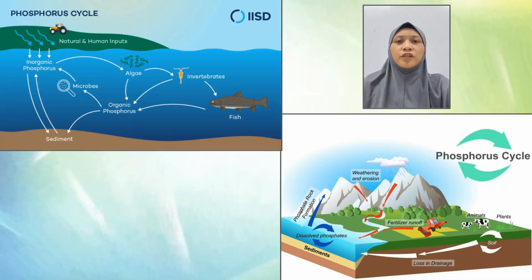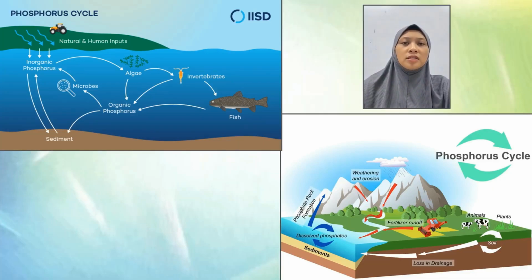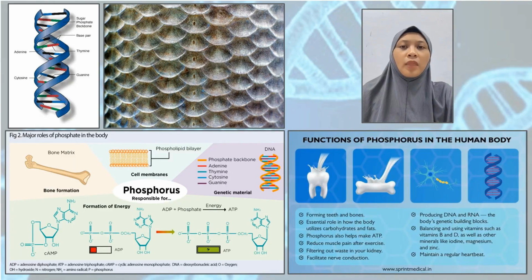In addition, phosphorus is needed to produce ATP, which is known as the energy currency of the cells. ATP provides the energy required for almost all cellular activities, including growth, movement, and reproduction. This makes phosphorus essential for maintaining life at a cellular level.